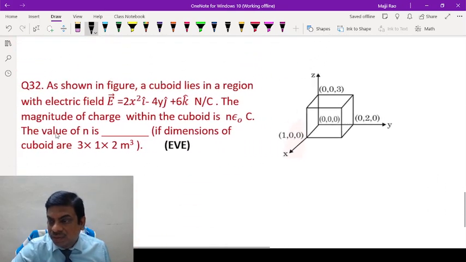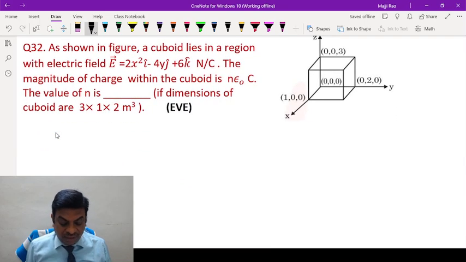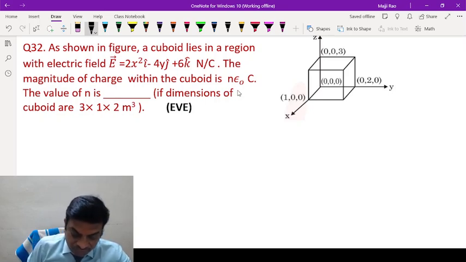Right. Moving on to the next question. As shown in the figure, a cuboid lies in a region with electric field vector E equal to this much. The magnitude of charge within the cuboid is n epsilon 0 coulomb. The value of n is. Dimensions of cuboid are given.